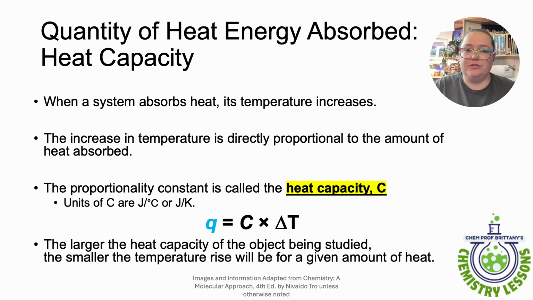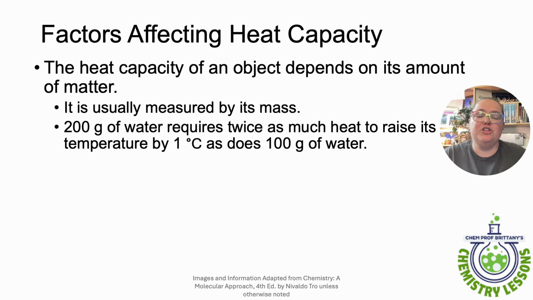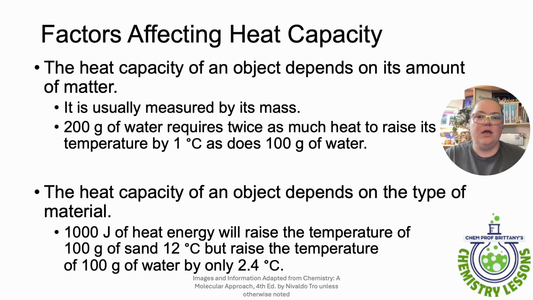All right. The larger the heat capacity of the object that is being studied, the smaller the temperature rise will be for a given amount of heat. Right, so the heat capacity of an object totally depends on the amount of matter in that object, and we usually measure this as mass. So 200 grams of water is going to take twice as much heat to raise its temperature by 1 degree Celsius as 100 grams of water. Hopefully that's pretty commonsensical.